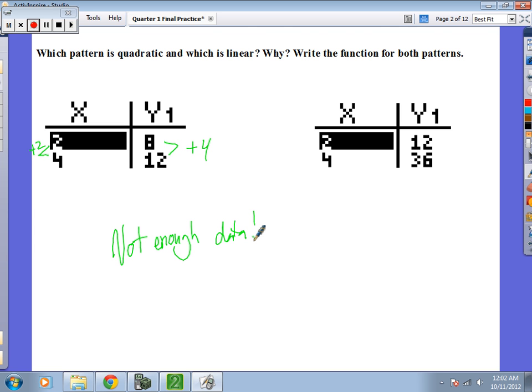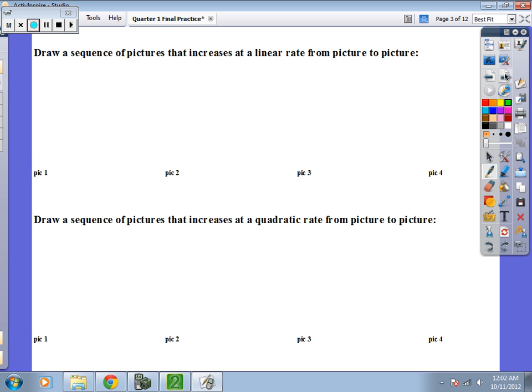I know that this added 4 when this added 2, but I don't know what happened next. I need at least 3 pairs. All they give me is 2. And I can't do anything with 2 because I don't know what they're going to add next. I don't know if they're going to add 7 or 4 or 20, who knows. So to determine a pattern, you have to have at least 3 pairs. So if they give you 2, who knows? Not enough data on either one of them.